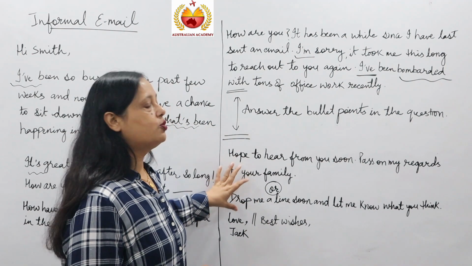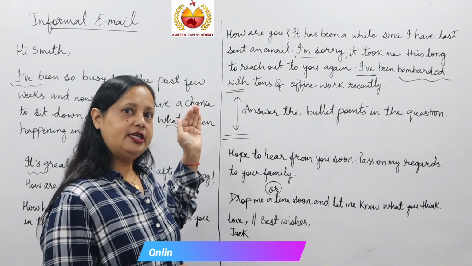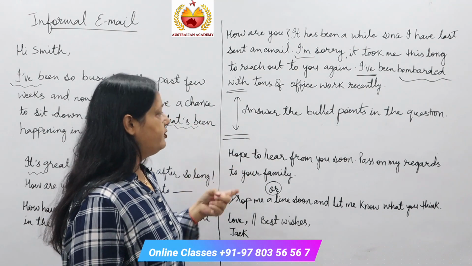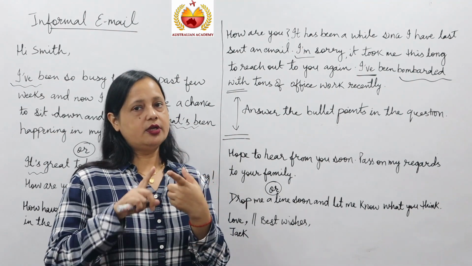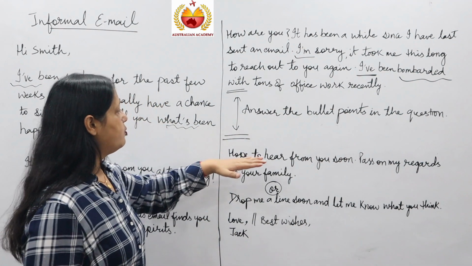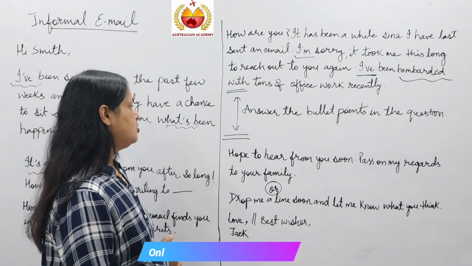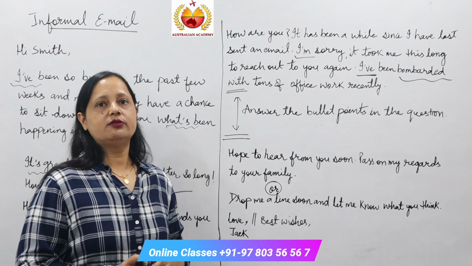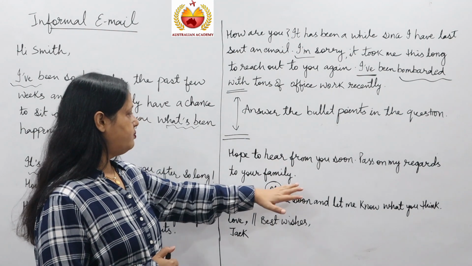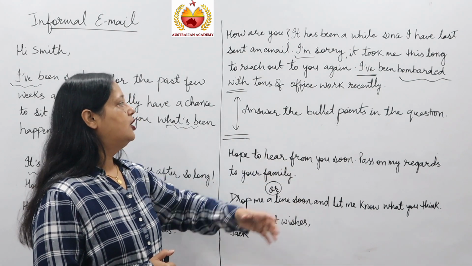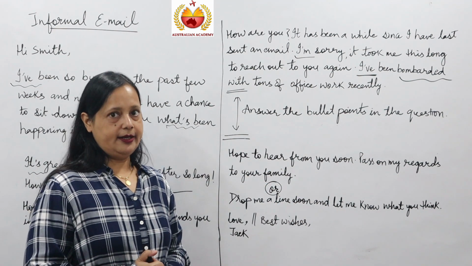And then we come to the closing. Once we are going to close that email, for closing I have given you 2 options. Out of these 2 you can write one. So the first is, hope to hear from you soon, pass on my regards to your family. So if you are writing to your friend, you can write pass on my regards to your family, hope to hear from you soon accordingly.